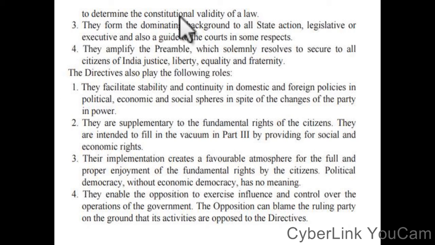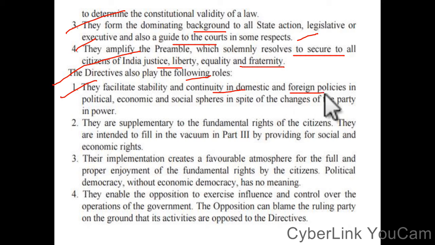That is the power to determine the constitutional validity of a law. They form the dominating background of state action, legislative or executive, and also guide the courts in some respects. They amplify the Preamble, which solemnly resolves to secure to all citizens of India justice, liberty, equality, and fraternity. The Directives also play the following role: to facilitate stability and continuity in domestic and foreign policies, in political, economic, and social spheres.